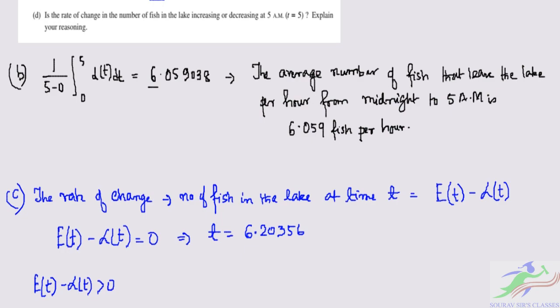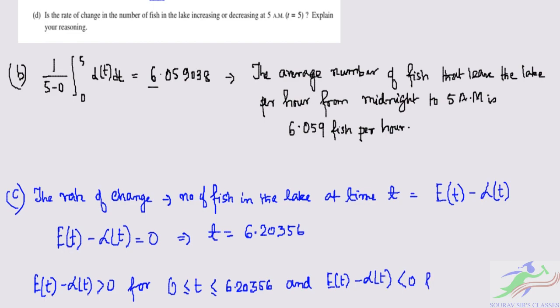for the range 0 less than or equal to t less than or equal to 6.20356, right? And at the same time you can find that E(t) minus L(t) will be less than 0 for the range 6.20356 less than or equal to t less than or equal to 8.